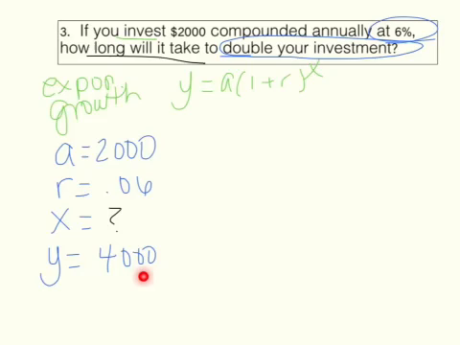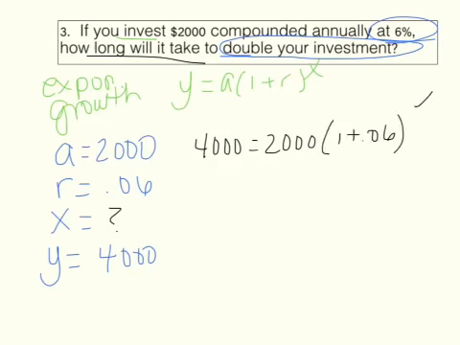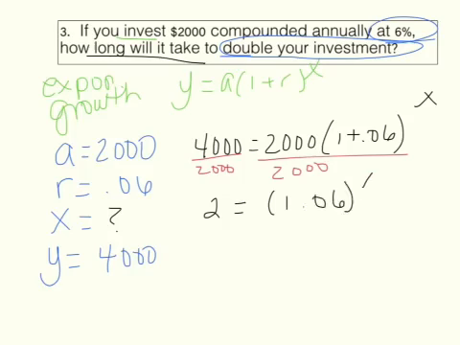So now we can plug all of these values in. So we have 4,000 equals 2,000 times 1 plus 0.06 to the power of x. Now this is where you're going to have to be careful. We don't know our x value up here, so eventually we're going to have to change our forms. But what we're going to do first is divide by 2,000. And we end up with 2 on this side equals 1 plus 0.06, and actually I'm going to rewrite that as 1.06 to the power of x.